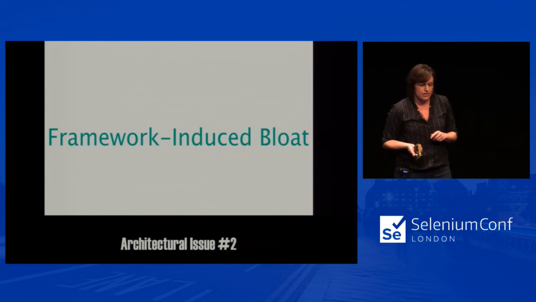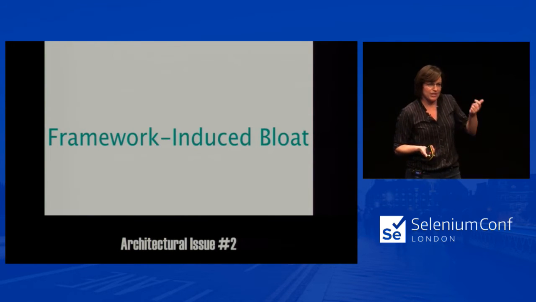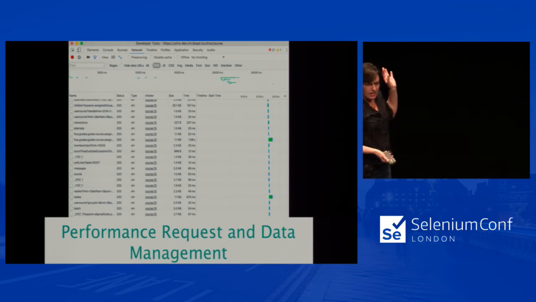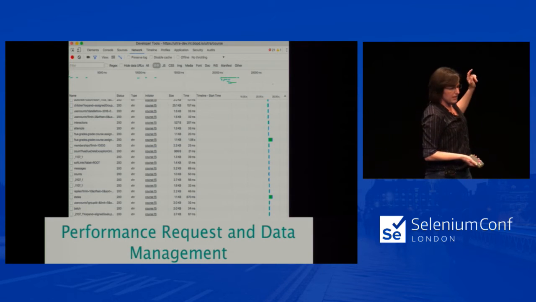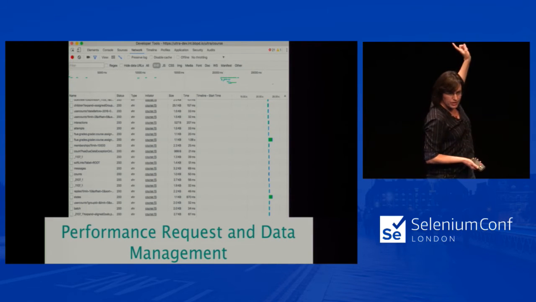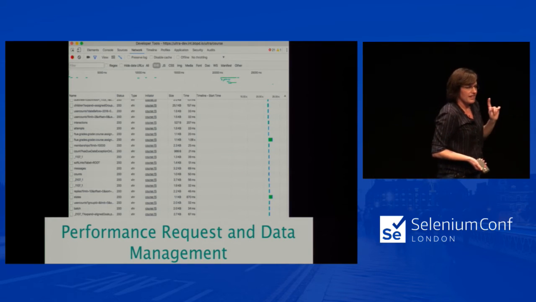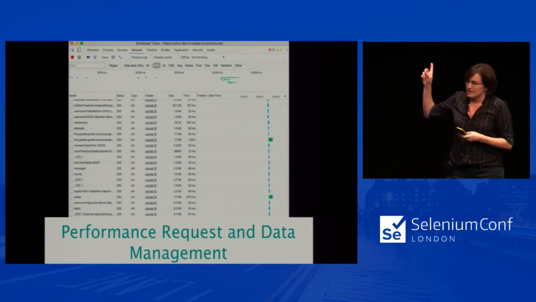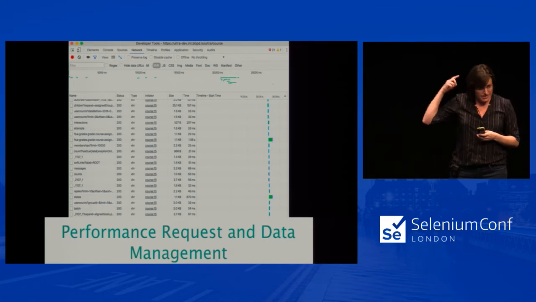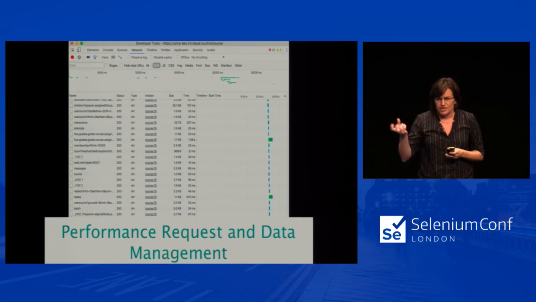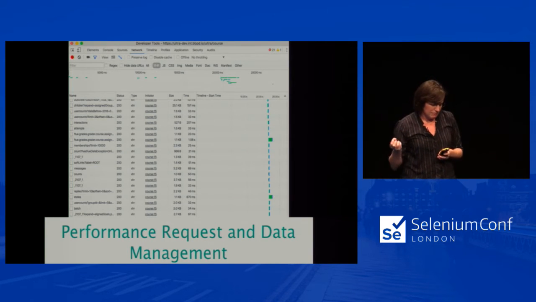So the second issue we're discussing is called framework-induced bloat. Here in this image, you'll see a Chrome network tab. And basically, when we drilled down into this to look at our performance issues, we noticed that we're making requests to pull down the exact same data over and over again. And in addition to that, we're also pulling much more data than we need in many cases.